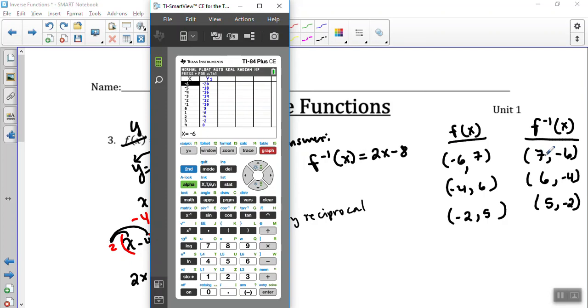Now let's look at this. So the 7 goes to negative 6. 7 goes to positive 6. I did something wrong. Let me see. 2x minus 8.